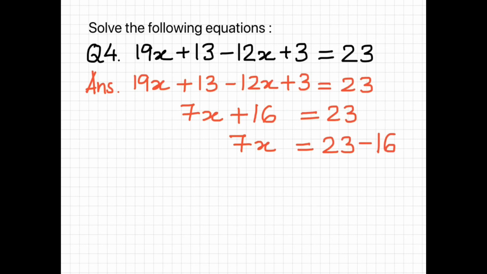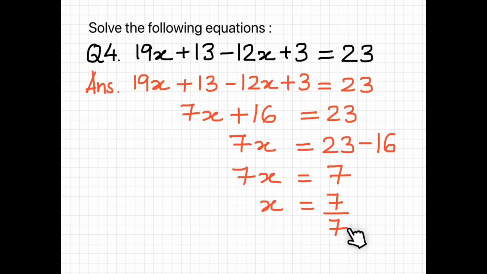Next step, 7x is equal to 23 minus 16 is 7. Since we need to find the value of the variable x, we need to get rid of this 7. So, we will be transposing 7 to the right hand side. We get x is equal to 7 divided by 7. So, note that 7 which was multiplied on the left hand side, when transposed it is divided.